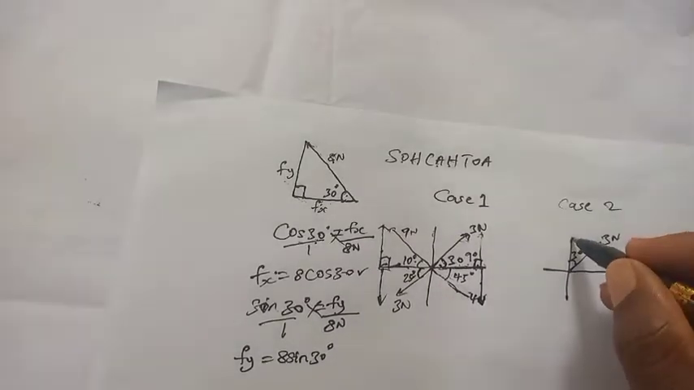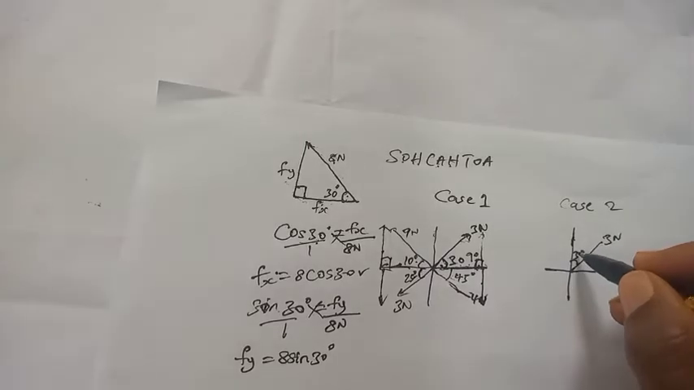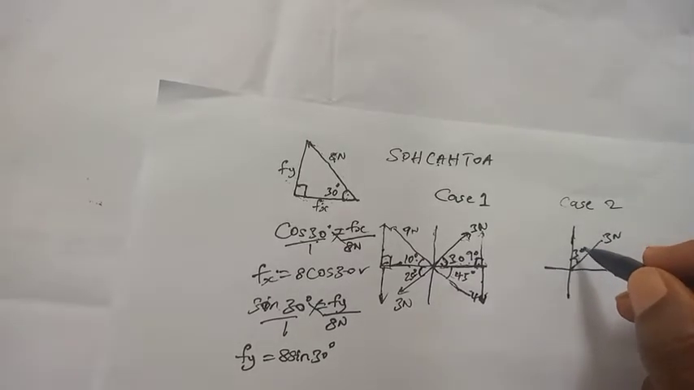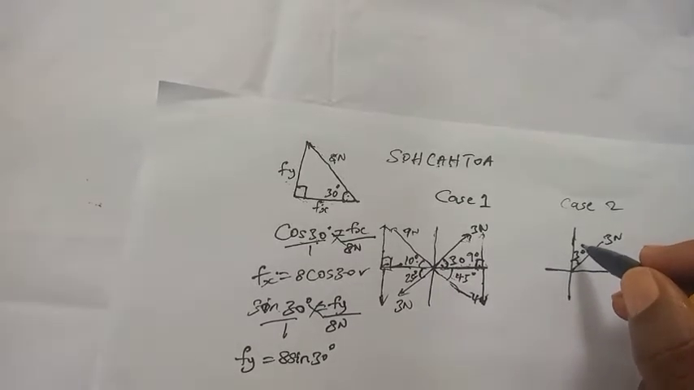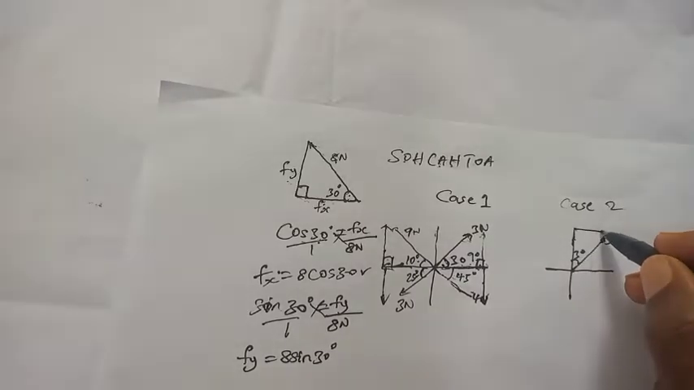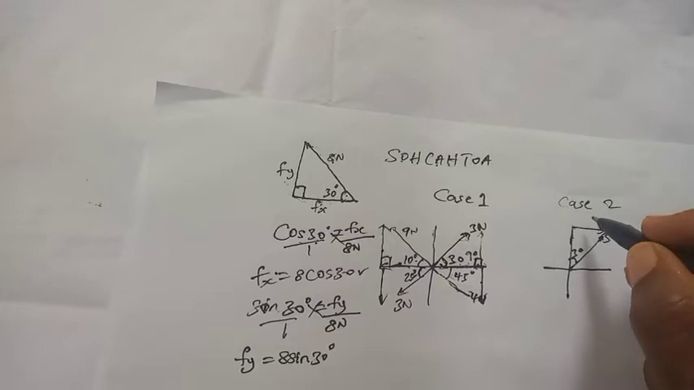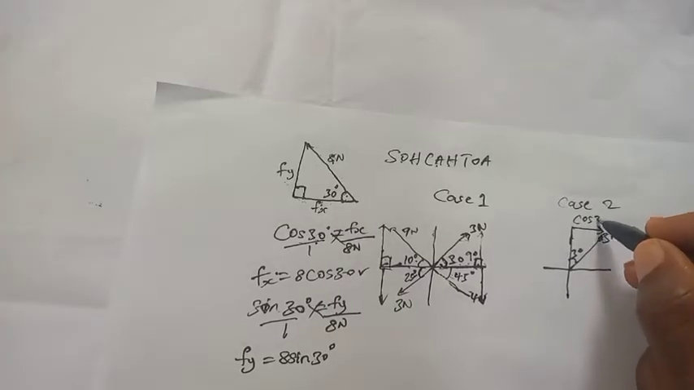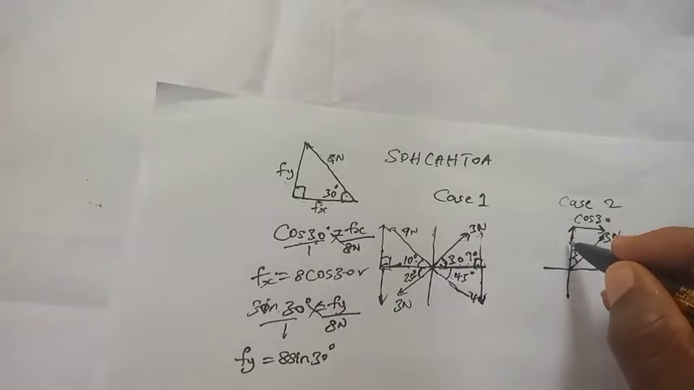And then case 2 is where the angle is inclined to the vertical y-axis. So in this case, our horizontal component will take the cosine of the angle, while our vertical component will take sine.